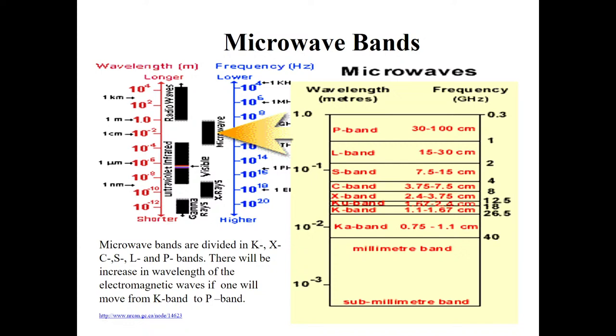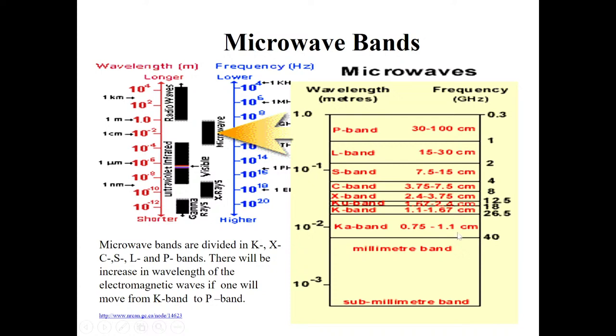Now generally when we are talking about imaging sensors, imaging synthetic aperture radar systems, imaging is generally preferred to be done with X band. For the X band, the wavelength range is 2.4 to 3.75 centimeter, and for C band this is 3.75 to 7.5 centimeter, and for S band this is 7.5 to 15 centimeter. For L band, the wavelength range is 15 to 30 centimeter, and for P band this is 30 to 100 centimeter.